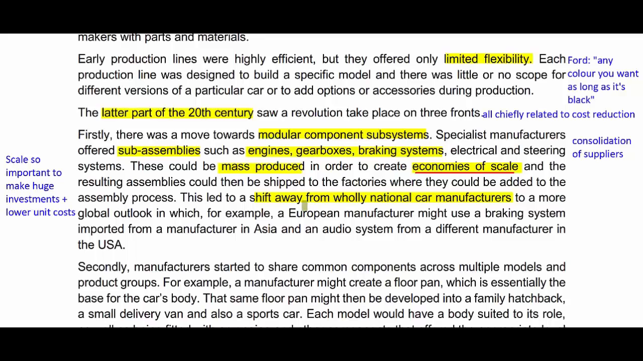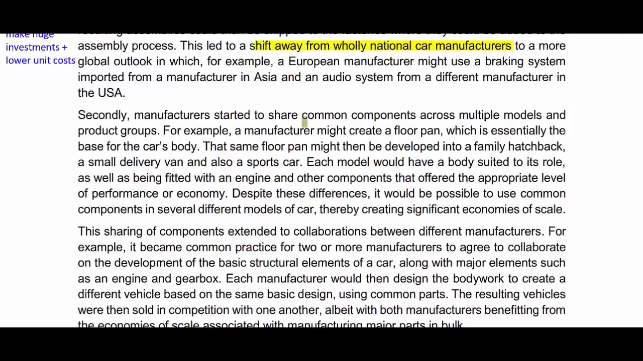The second big movement in the latter part of the 20th century is the sharing of common components across multiple models. So the example we're given here is that the same floor pan can be developed into a family hatchback, a small delivery van, a sports car as well. So across multiple models, you're using the same component there. And then you can mass produce these components. You can produce them in bulk, which will lower unit costs as well.